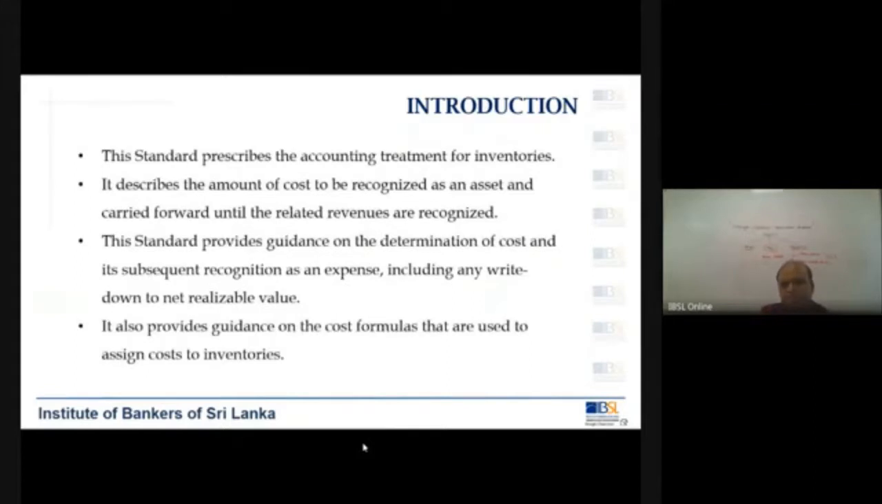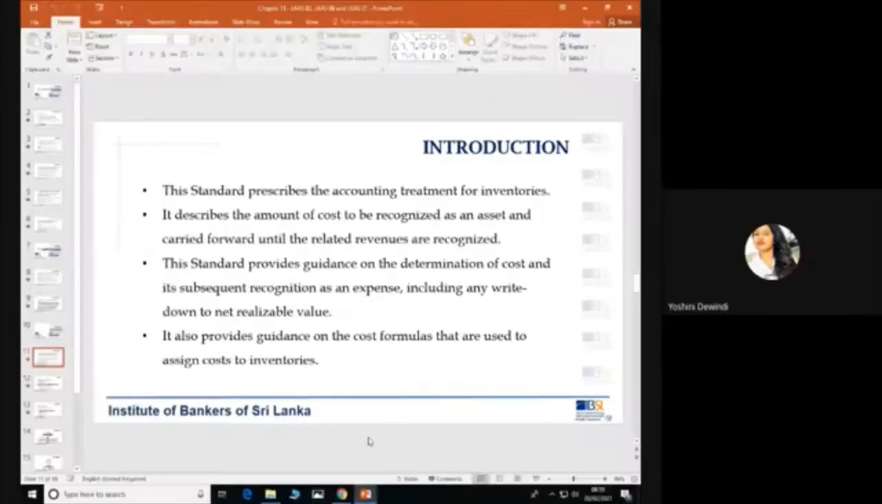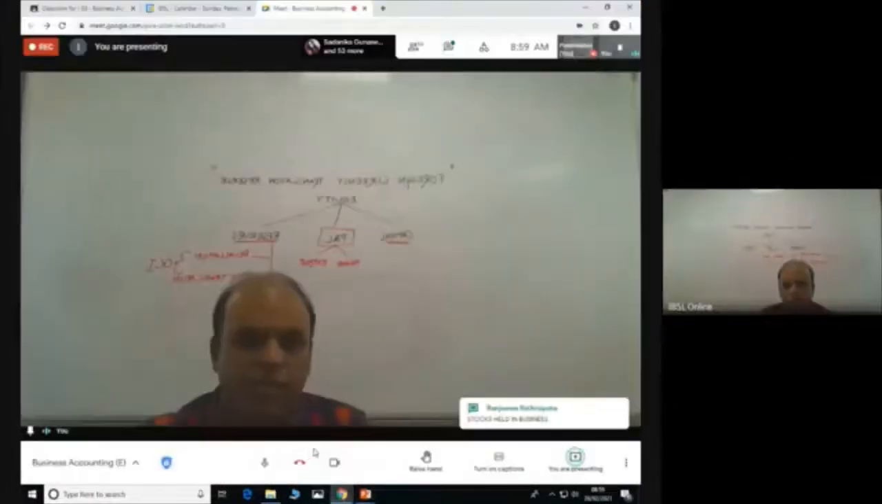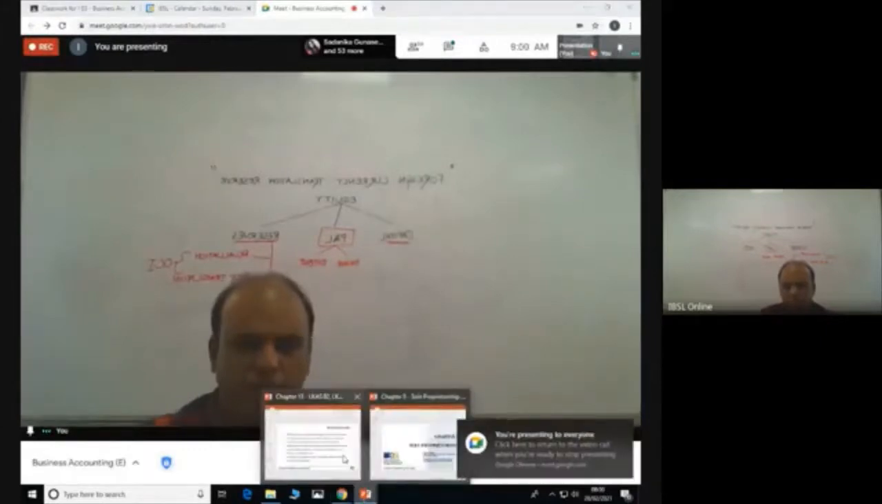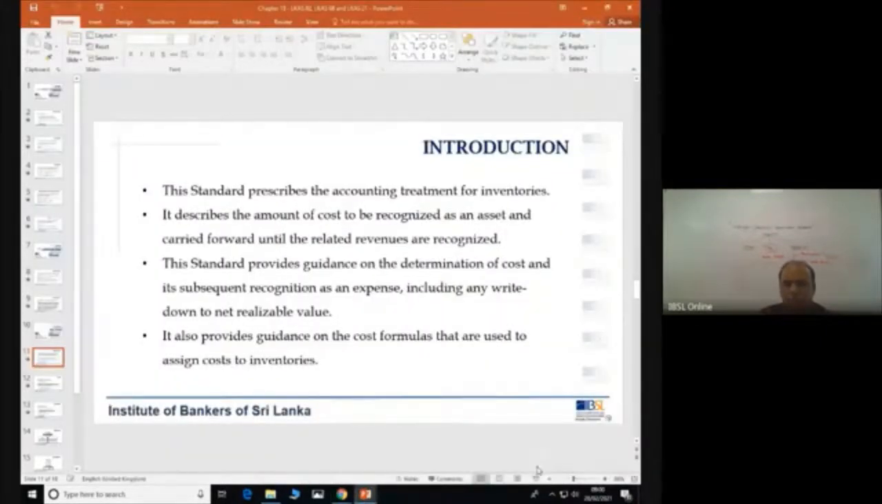So what does it say? This standard prescribes the accounting treatment for inventories. What do you mean by inventory? Anyone? Inventory is known as stocks. Very good. Inventory is known as the stock that you are holding.